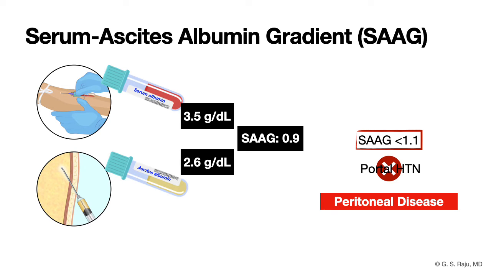The inflamed tissue is losing not only fluid but proteins. That's why you don't have a high gradient, you have a low gradient. And you should be looking for cancer and also tuberculosis. So serum ascites albumin gradient of less than 1.1, peritoneal disease.